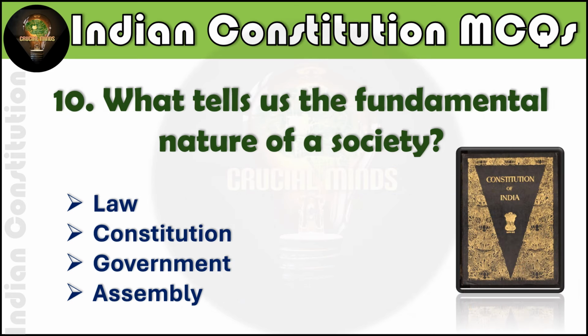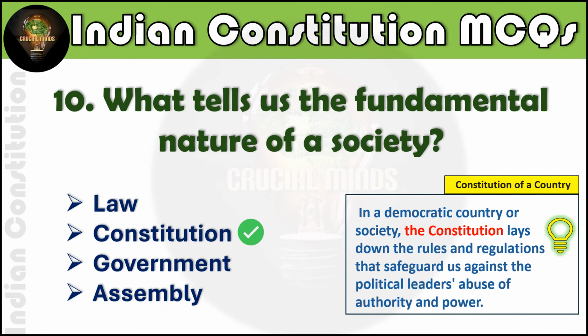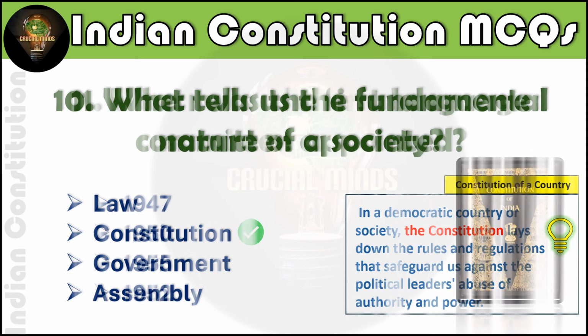Question number 10. What tells us the fundamental nature of a society? The answer is Constitution. Explanation: in a democratic country or society, the Constitution lays down the rules and regulations that safeguard us against the political leaders' abuse of authority and power.